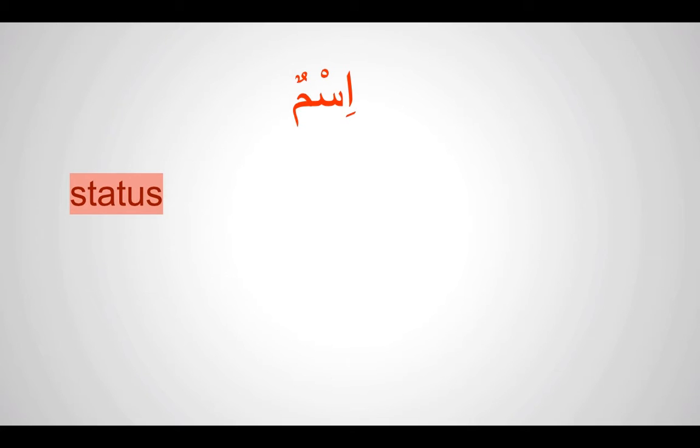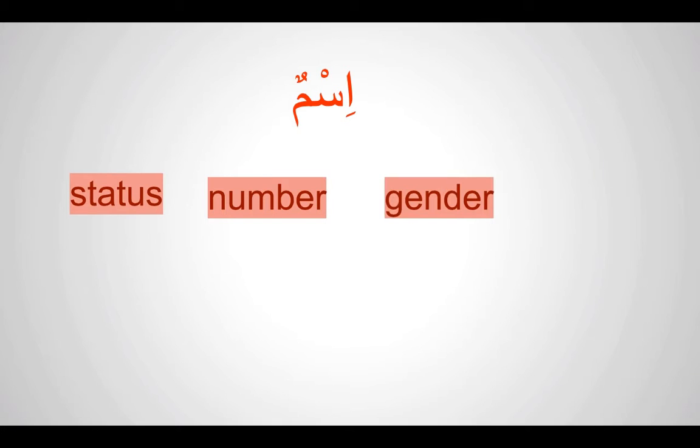We'll look at the status of an ism. Any noun in Arabic will have these 4 characteristics. It will have a status, which is marfu, mansub, majroor. We're going to do that in a minute. And it will have a number, gender, and type. So we'll just quickly go through what these 4 things mean.